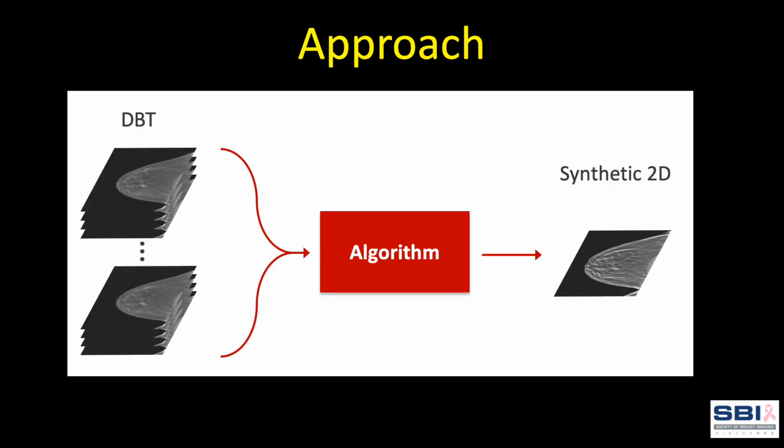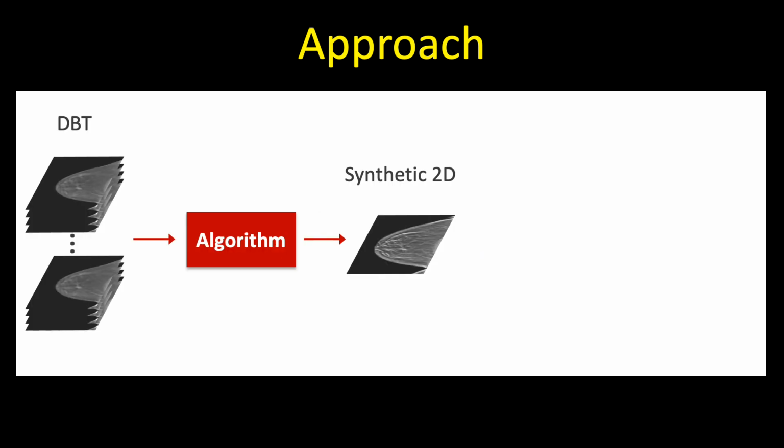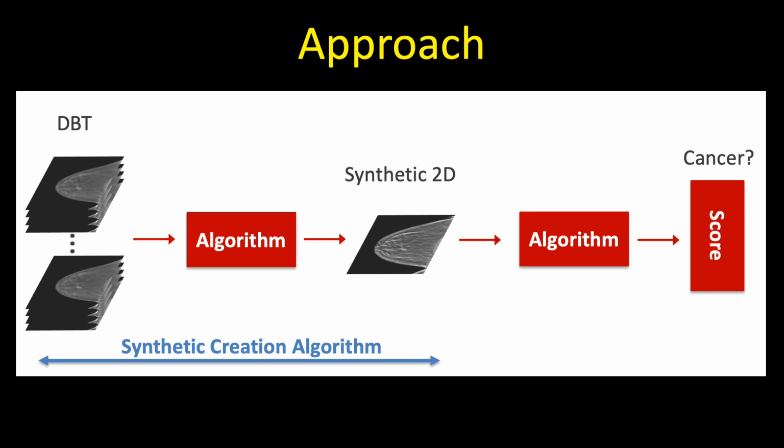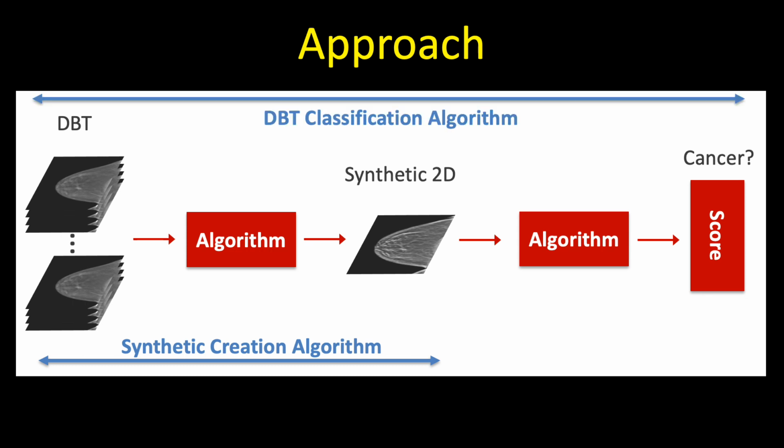There's an infinite number of ways you could imagine creating a synthetic. Ultimately, the problem amounts to specifying an algorithm that takes a DBT stack as input and outputs a synthetic 2D image. For instance, you could imagine using a maximum intensity projection or a MIP-based approach. Once we have the synthetic, then we can train another algorithm that takes the synthetic 2D as input and classifies whether cancer is present. So with this approach, we get two useful things: the synthetic creation algorithm and a full DBT classifier.